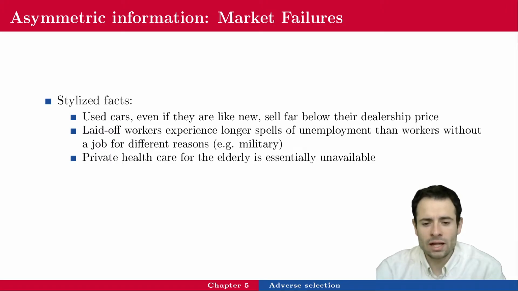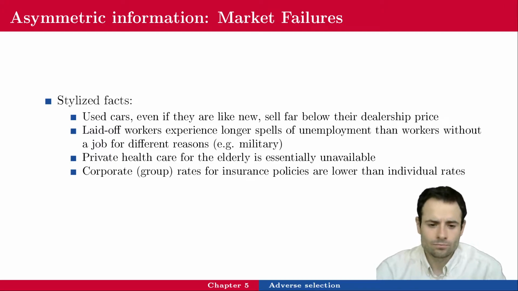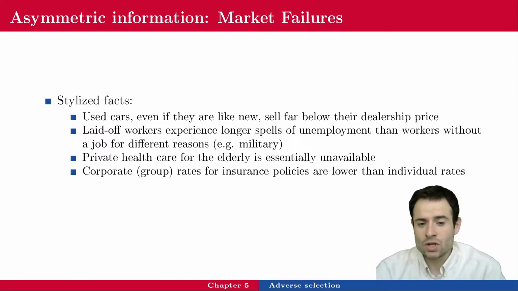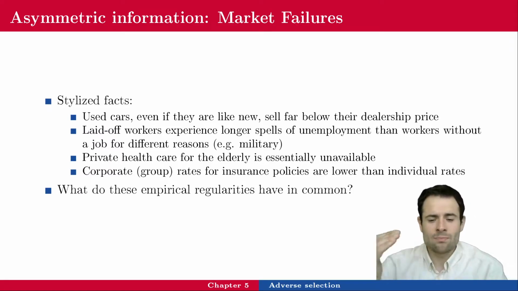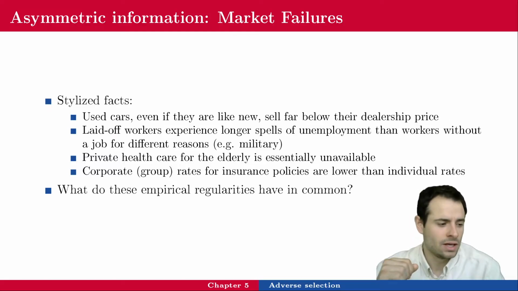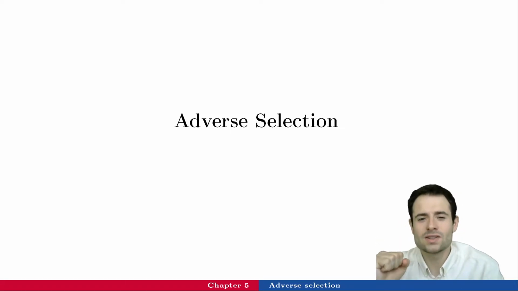Private healthcare for the elderly is essentially unavailable, and we will also explain where asymmetric information kicks in. Corporate rates, so in general, group rates for insurance policies, are lower than individual rates. And so, what do these empirical regularities have in common? Well, spoiler, it's going to be adverse selection.